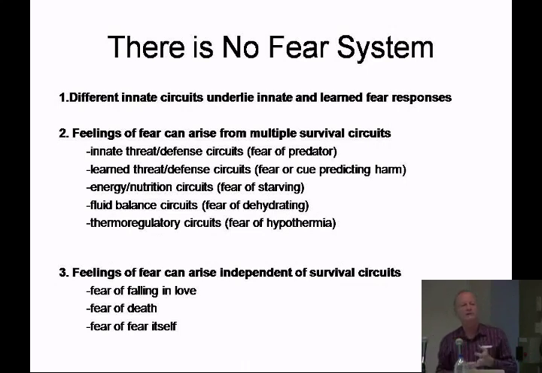There are 37 different words in English that have to do with fear and anxiety and so forth. So it's a very big semantic space that we've been crunching down into a very small space for a long time. I think we need to give up on the idea that these words like fear and so forth mean something in terms of circuitry. These are experiences. What we have are circuits that keep animals alive.